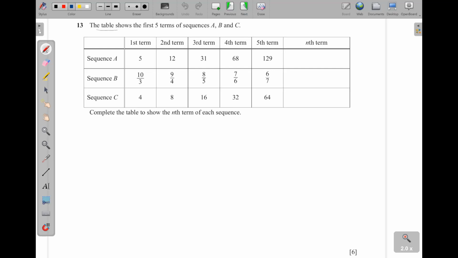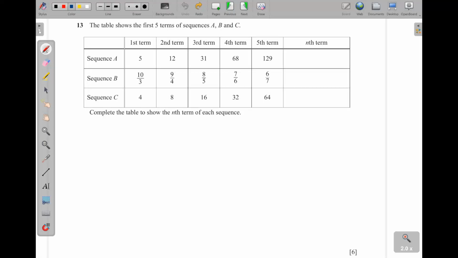Question 13. The table shows the first 5 terms of sequences A, B, and C. Sequence A, we are seeing 5, 12, 31, 68, 129. Sequence B, we are seeing this. Sequence C, we have this one here. Now complete the table to show the nth term of each sequence.